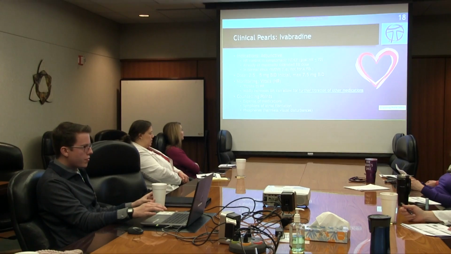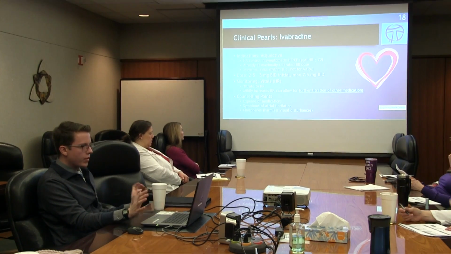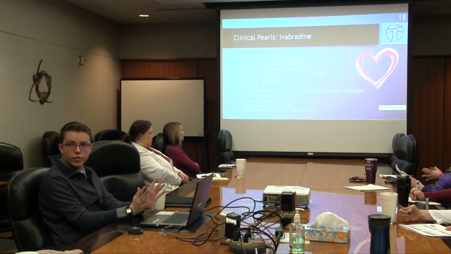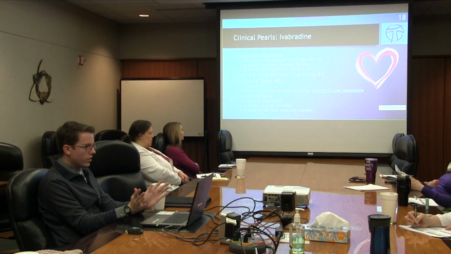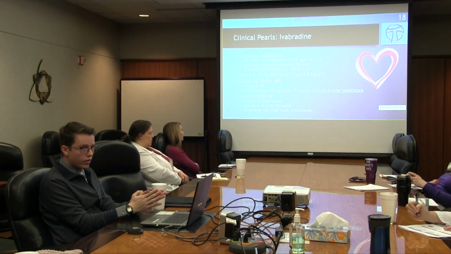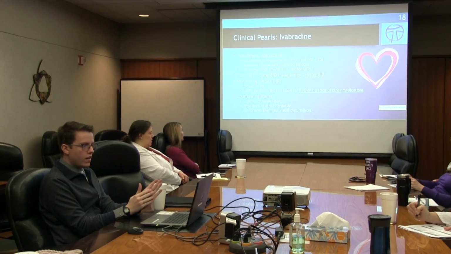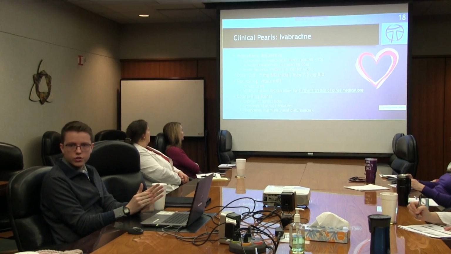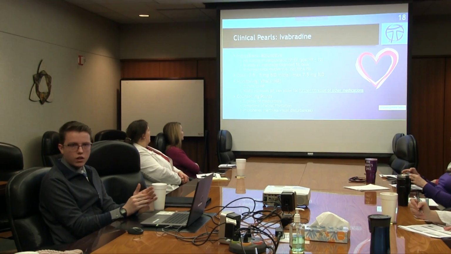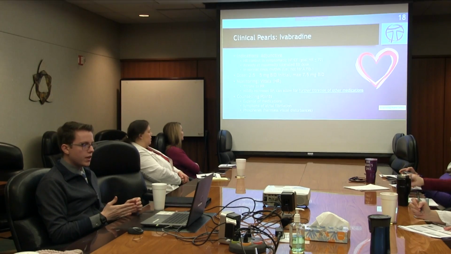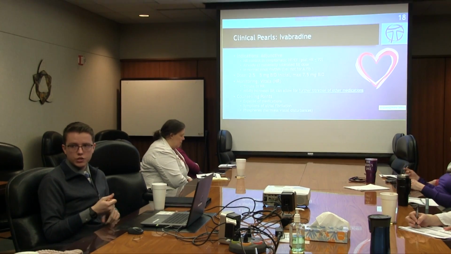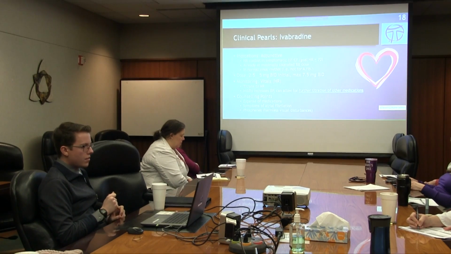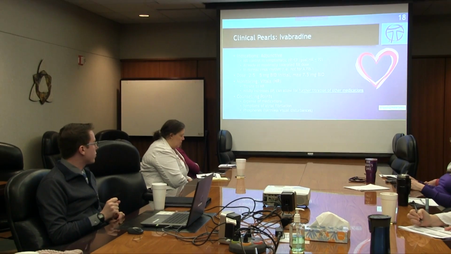Okay, now we're getting into some of our adjunctive agents. Ivabradine or Corlinor is going to be one of the medications that we're going to use in our patients who have symptomatic heart failure with reduced ejection fraction to get their heart rate under control. So our goal heart rate for these patients is to get their heart rate below 70 beats per minute. And this is going to be for our patients who, one, are in normal sinus rhythm, so this isn't for our AFib patients or any of our other arrhythmias.